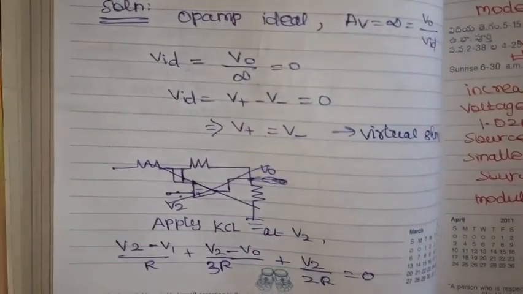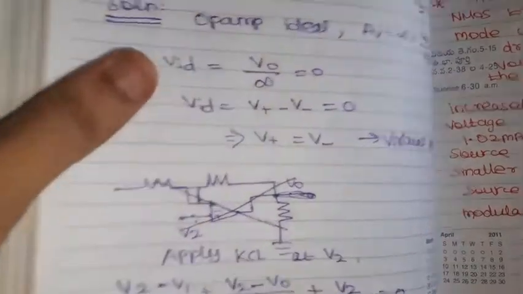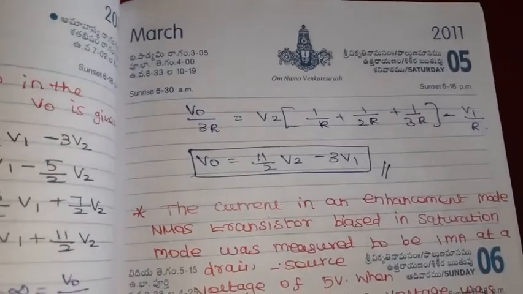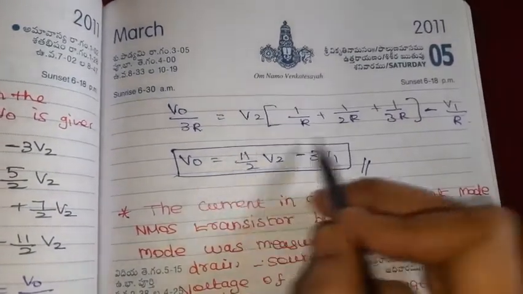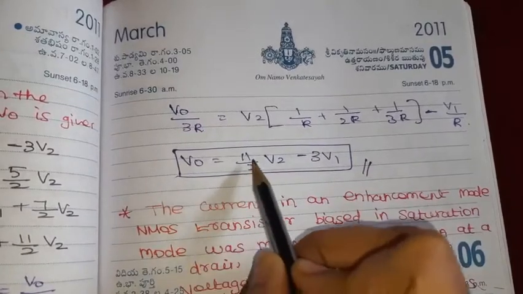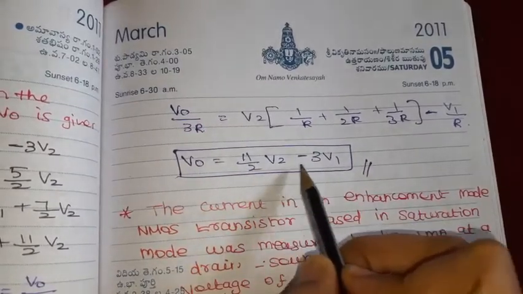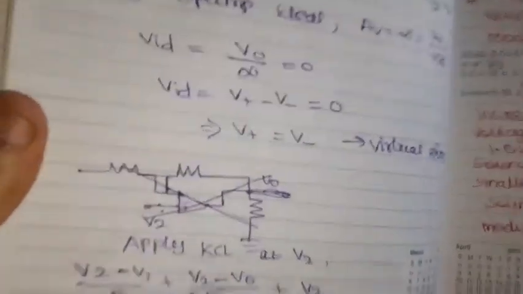So this is the equation. Then we'll solve this and find out the V0 value. So V0 on one side and V2 minus V2 on the other side. What will happen? V2 and V1. V0 by 3. By simplification, we will get V0 as 11 by 2. V2 minus 3 V1. V0 on one side and V2 and V1 on the other side. Okay.